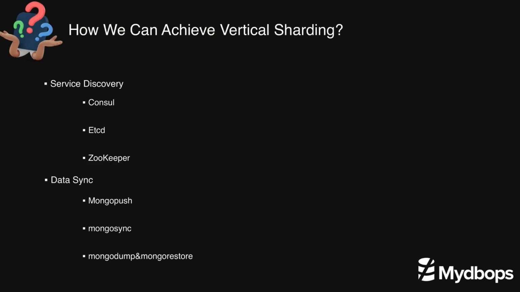So how can we achieve vertical sharding? I used Consul. Consul is one of my favorite service discovery tools, along with etcd and Zookeeper. For the syncing solution, I used MongoPush, and I'm very much in love with MongoSync also. I'm not good with Mongo Dump and Restore. Using these tools, we can create some design, and I can create vertical sharding in Mongo.